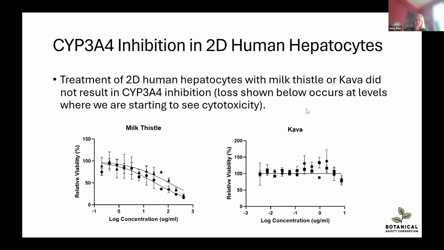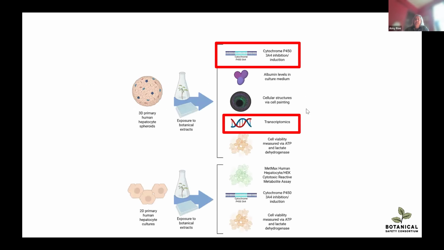And now looking at inhibition, we again are showing milk thistle and kava here, and looking at 3A4 inhibition, we really see no inhibition. You see a decrease in the viability for milk thistle, but that's really due to the cytotoxicity that I showed in that early slide. So no inhibition from either milk thistle or kava, but definitely induction from kava.